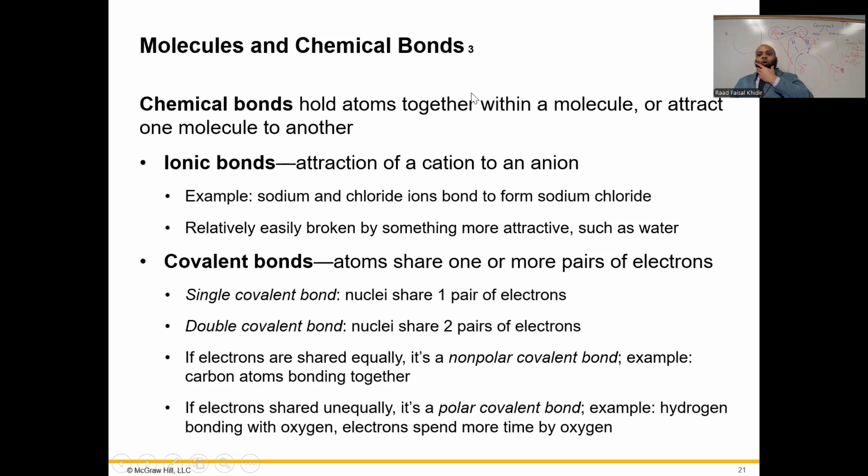Chemical bonds hold together atoms within a molecule or attract one molecule to another. So there are ionic bonds. We talked about those. See where my mouse is. The ionic bond is an attraction of a cation to an anion. One who lost an electron to one who gained an electron.